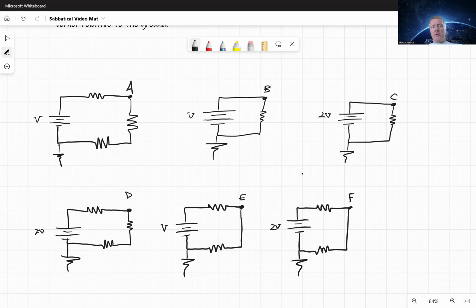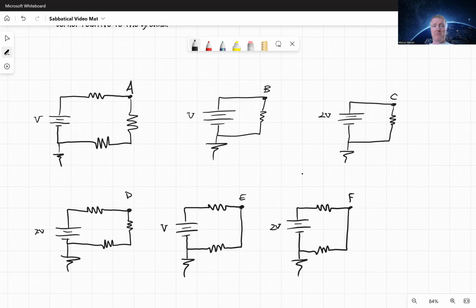So let's take a look at how to rank this. How are we going to attack a problem like this? Well, we could do a couple of really easy things. We could just say, well, the ones with 2 V batteries, those are the winners. And they're going to rank all equally because they've got double voltage batteries. So C, D, and F are all equal, and they're all greater than A, B, and E.